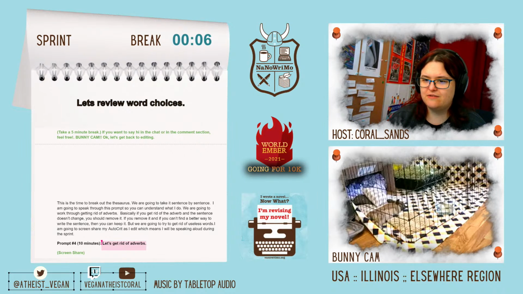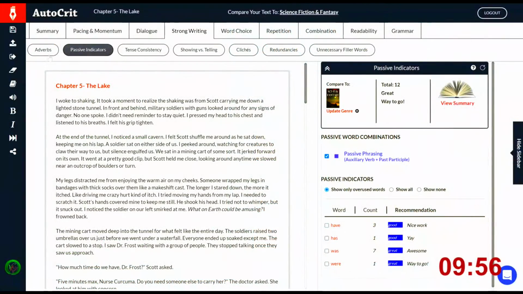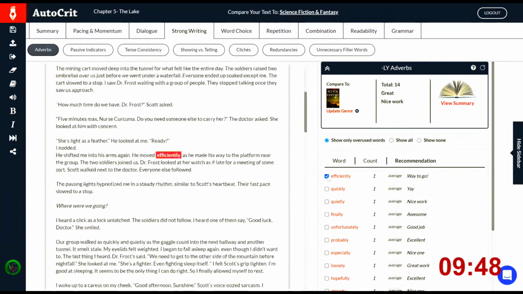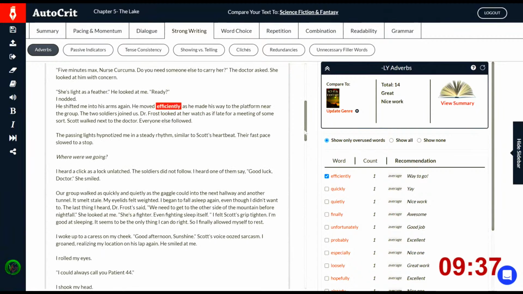All right, we're getting ready. All right, I'm going to share my screen. All right, so let's go into the adverbs section. All right, so we do have, so let's see. He moved efficiently as he, so he moved as he made his way to the platform near the group.